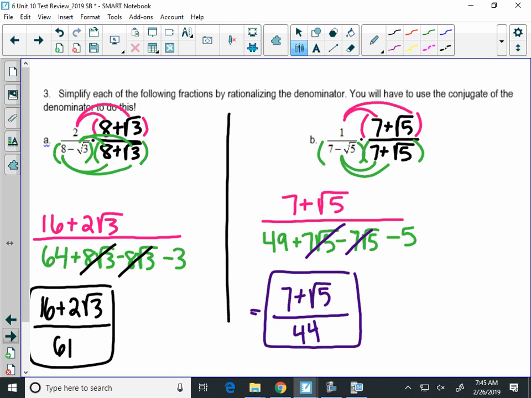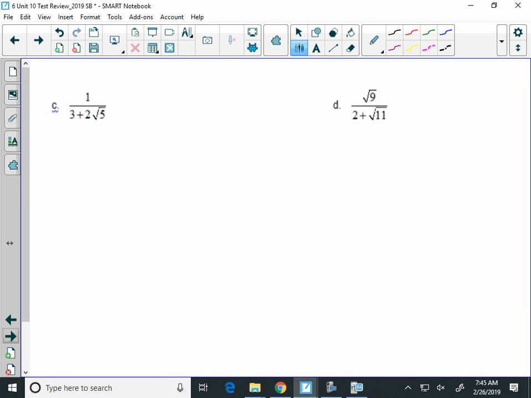All right, let's move down to C and D, a little bit more complicated, a little bit more involved. 1 over 3 plus radical 2. The conjugate in C is going to be 3 minus 2 radical 5 over 3 minus 2 radical 5. All right, same thing. We multiply our numerator together, so the 1 gets distributed to both parts, which is nice.